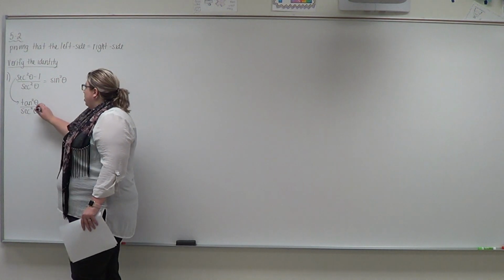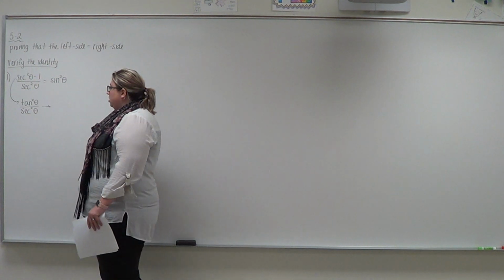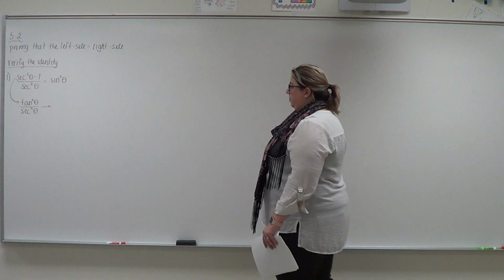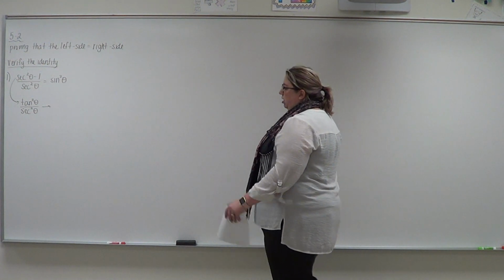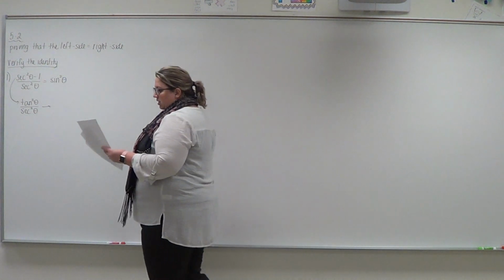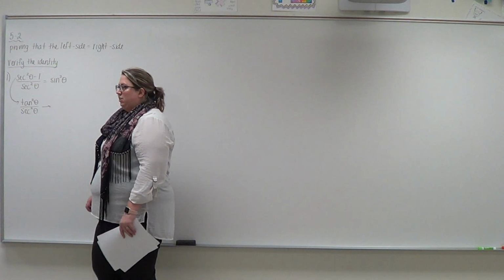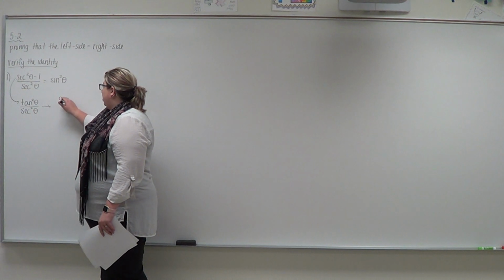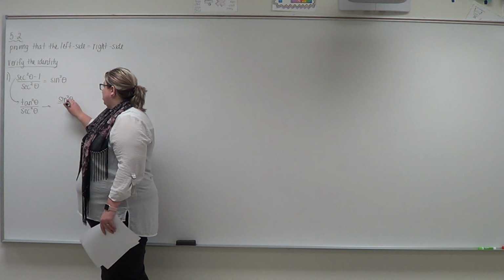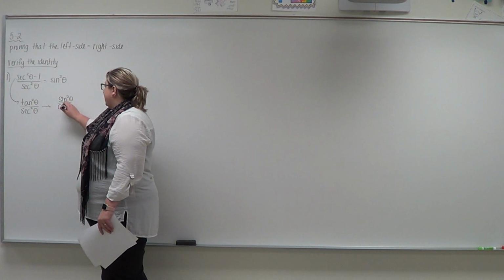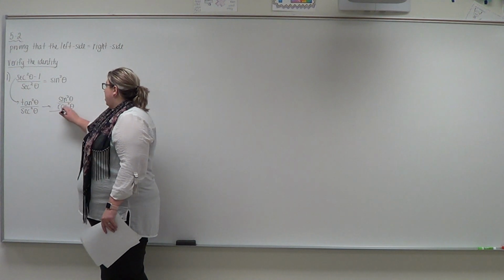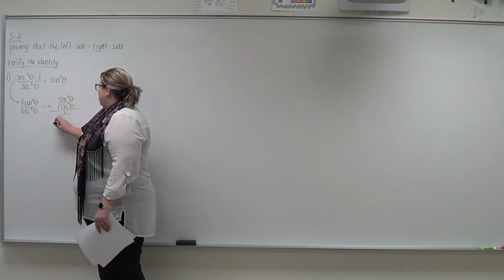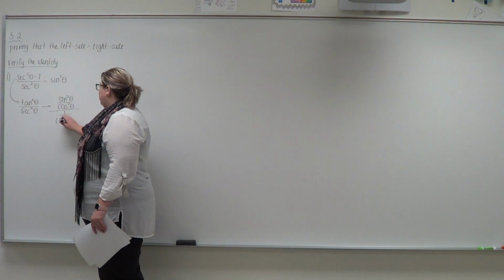So from here, if I know I want it to be sine squared, I need to change everything to be sines and cosines. So if you look at your sheet, at your quotient identities, you can change tangent to be sine over cosine. Since this is squared, that becomes sine squared over cosine squared. And then I can change secant squared, if you look at your reciprocal identities, to 1 over cosine squared.